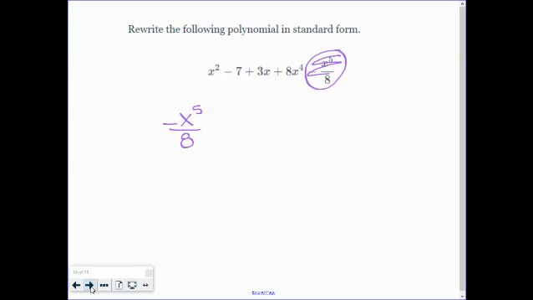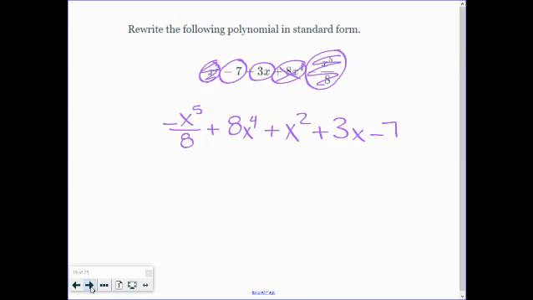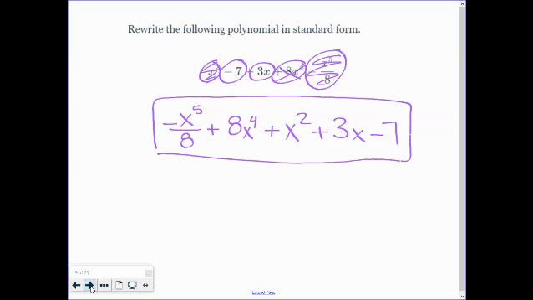Okay, now that I've rewritten it, I'm going to cross it off because I know I've got it in my final answer. Next, 8x to the 4th. So plus 8x to the 4th. Next, I've got x squared. Then this next smallest exponent is 3x to the 1st, the 3x. And then my smallest one is negative 7. Okay, I would type that entire thing into Delta Math, and now it's in standard form.